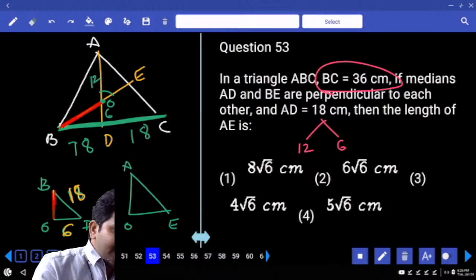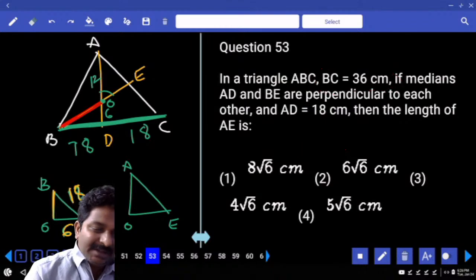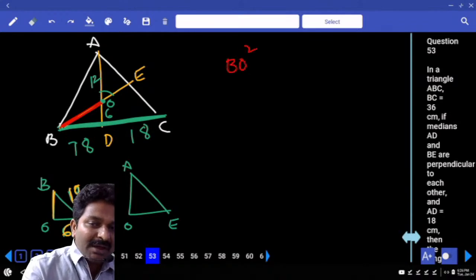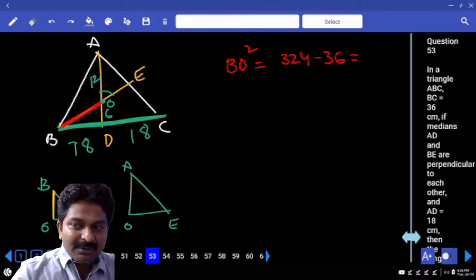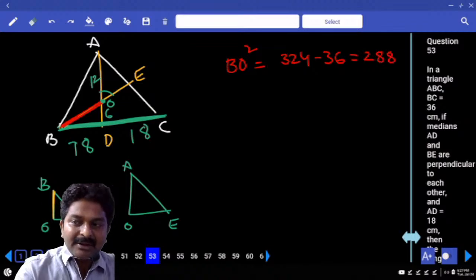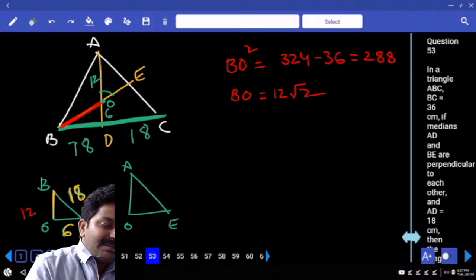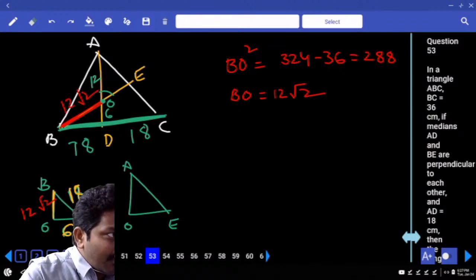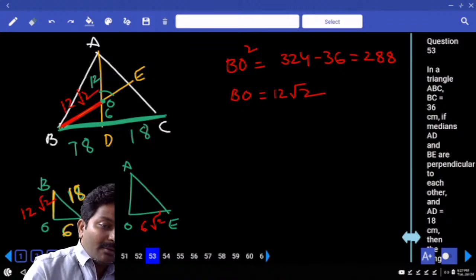BO. BO is here. So now you know that at O it forms a triangle, and which is a right angle triangle. Opposite side square plus adjacent side square must be equal to hypotenuse square, correct? So now BO square is equal to 18 square, 324, minus 36, which is equal to 288. 288 can be written as 2 times 144. So under root value BO is equal to 12 root 2, correct? If BO is equal to 12 root 2, OE must be one part, right? Are you following that? That must be 6 root 2. And AO is equal to 12.